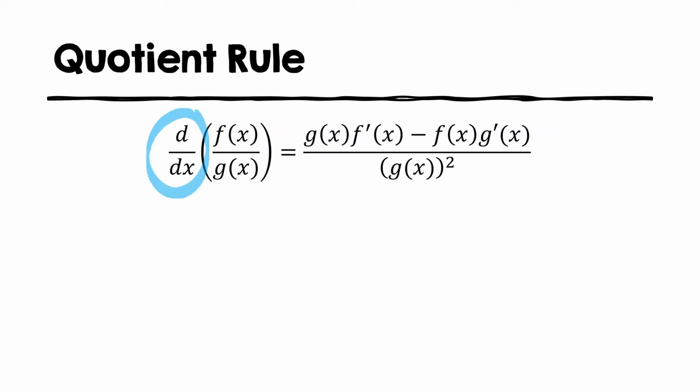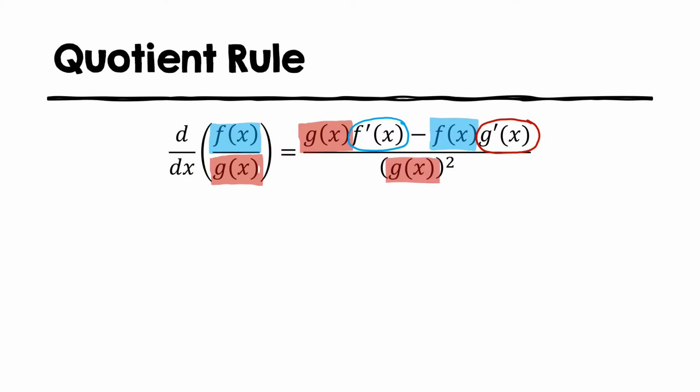For the quotient rule, we're asked to find the derivative of a quotient, so one function divided by another function. And the derivative of this quotient is equal to the bottom function times the derivative of the top function minus the top function times the derivative of the bottom function all over the bottom function squared.